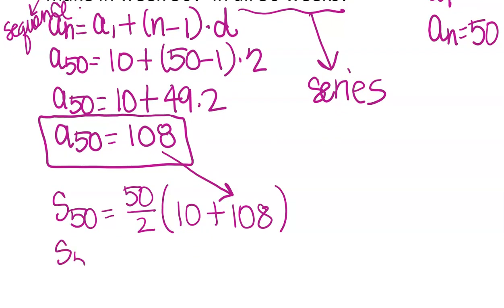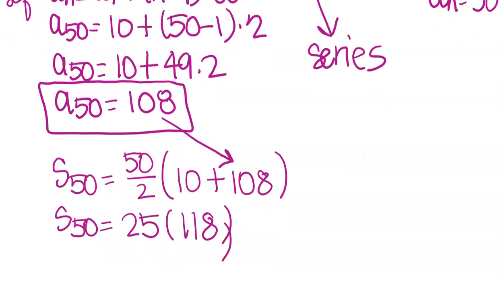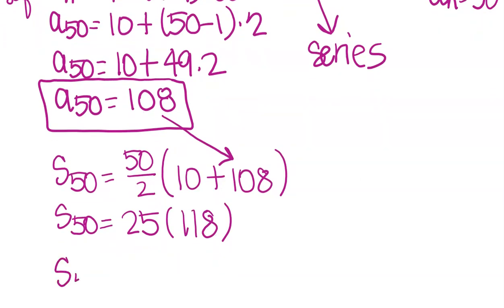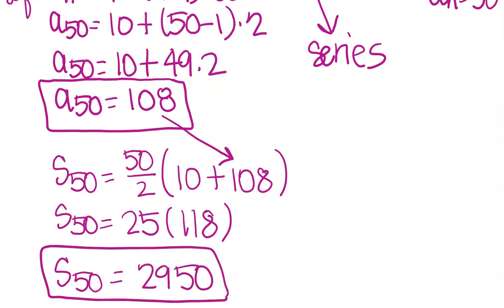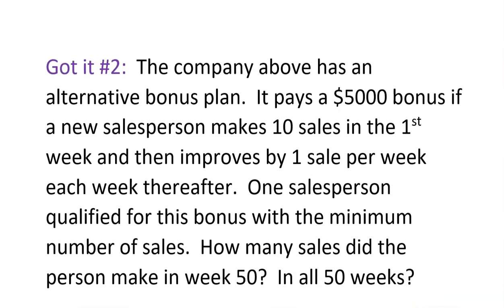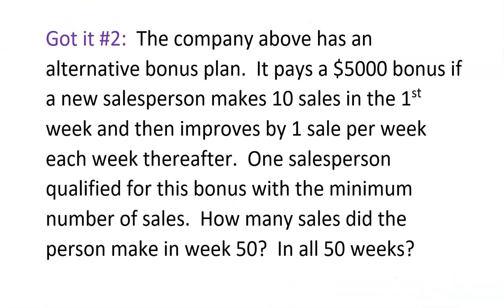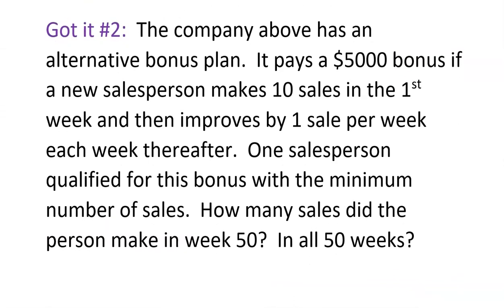And we simplify that. We get 25 times 118, which is 2,950. By the end of that 50 weeks, they will have made 2,950 sales. If you would like to pause right here, we can practice the got it question number 2.